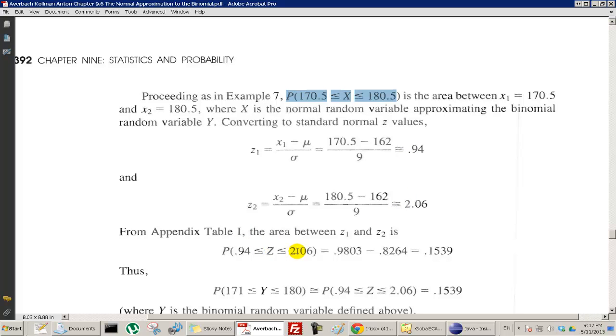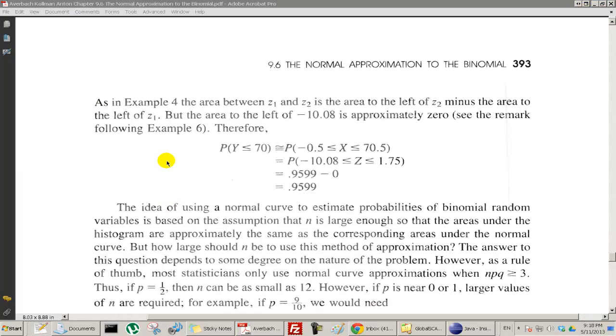So that's this. And this we can do by the means that we illustrated before and that you're supposed to know from statistics. And it turns out that the area is this. Therefore this is our approximation to our original question. So it's 0.1539.